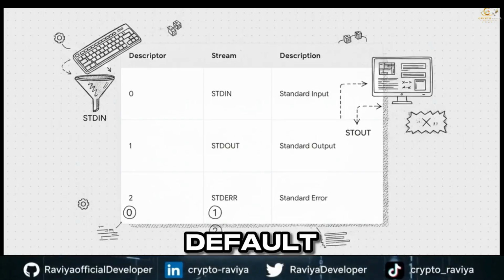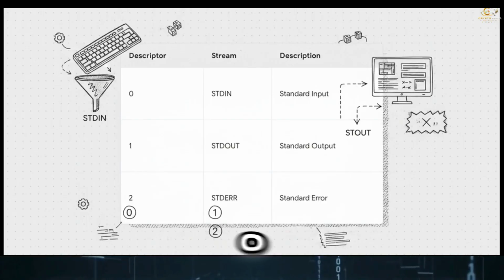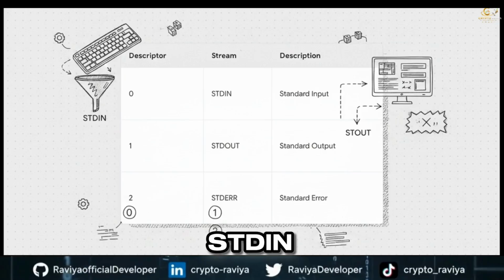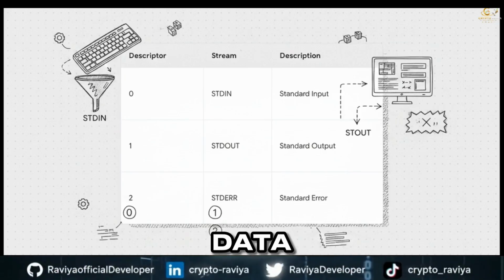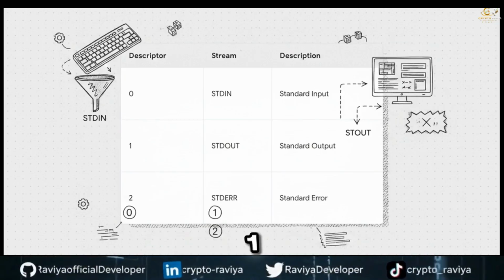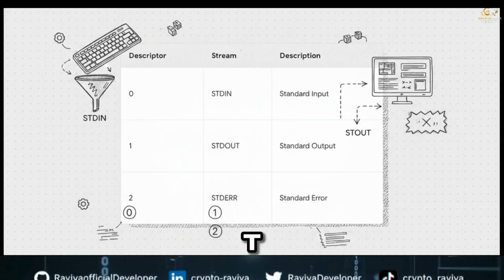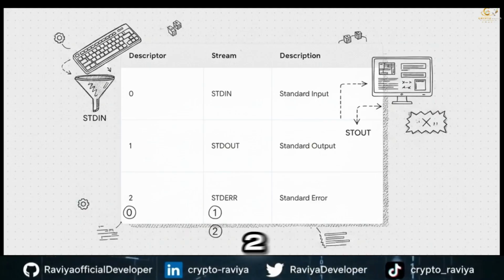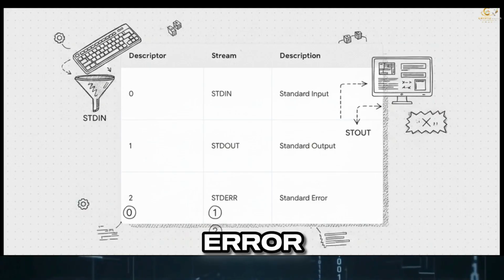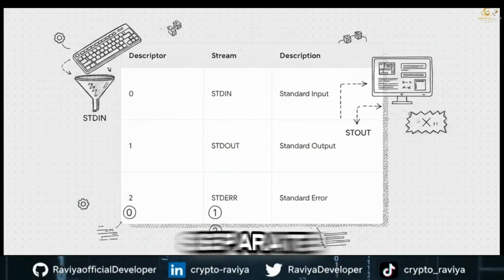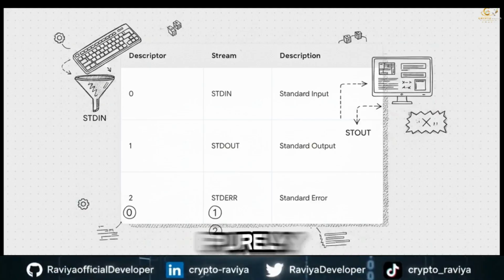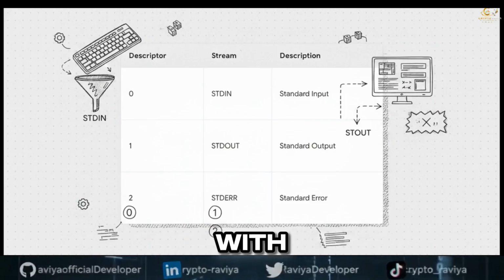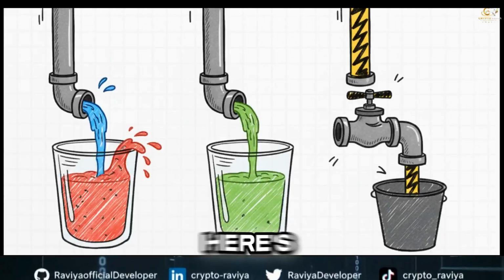Let's break down how this data actually flows. There are 3 default streams always open. Descriptor 0 is standard input, or STDIN. That's usually taking data straight from your keyboard. Descriptor 1 is standard output, STDOUT, which takes the results of your command and prints it right to your screen. And then descriptor 2 is standard error, STDERR. This one is super clever. It's a separate diagnostic channel dedicated purely to error messages so they don't get all jumbled up with your normal successful output.